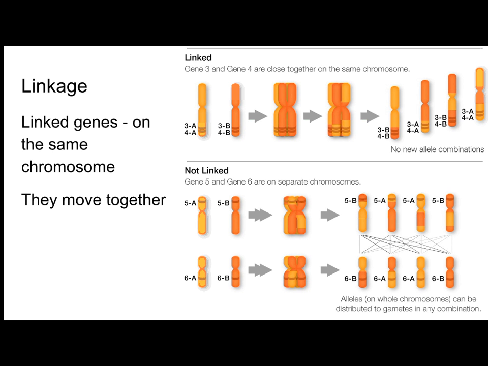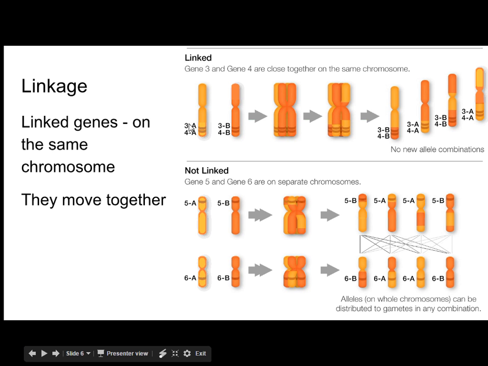Linkage is how we determine, or part of how we would determine, where these genes are. If genes tend to be expressed together, for instance, eye and hair color, dark brown eyes go with dark brown hair quite often. Lighter colored eyes go with lighter colored hair, and even skin color as well. Lighter colored skin with lighter colored hair, darker colored skin with darker colored hair. They tend to be together because they're on the same gene.